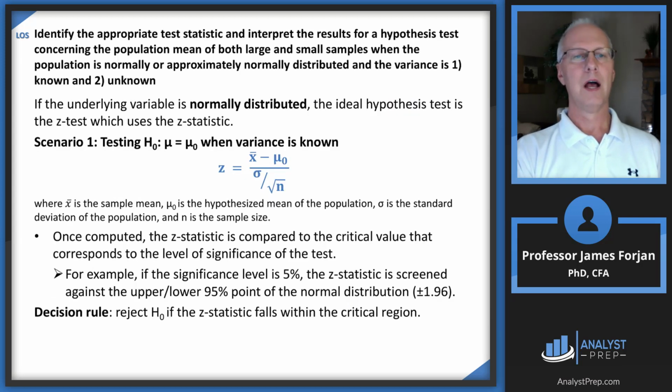All right. Identify the appropriate test statistic and interpret the results for a hypothesis test when we know some things and when we don't know some things. You should remember a similar learning outcome statement in the previous reading. All right, so a couple of scenarios here. If the underlying variable is normally distributed, so that means it has a bell-shaped curve, what we want to do then is use the z-statistic.